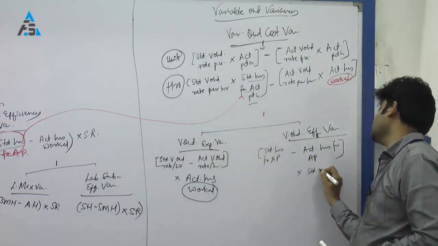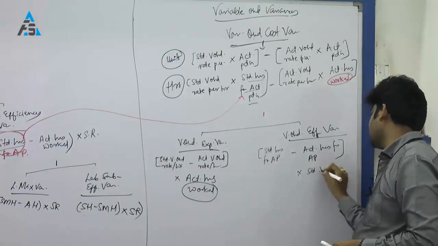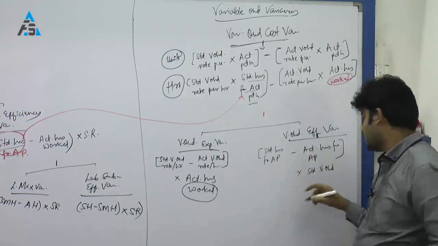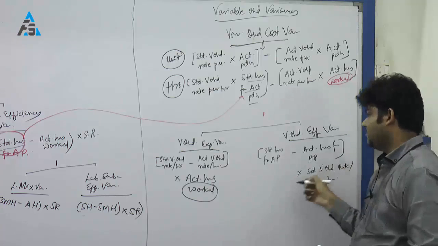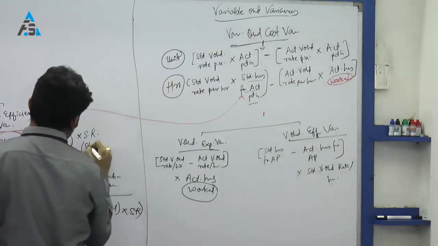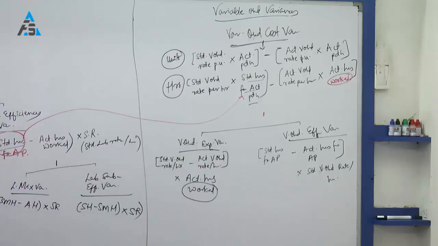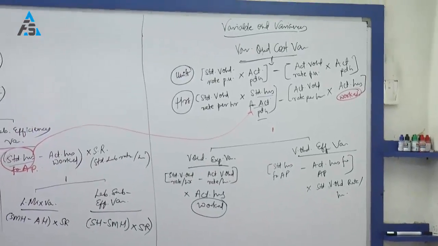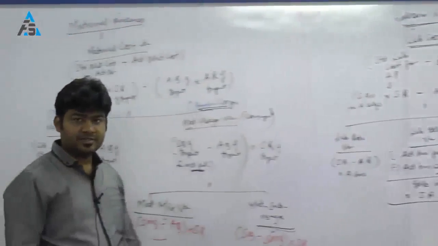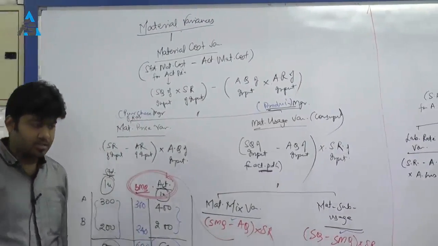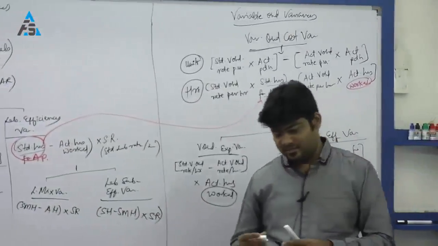Into the standard rate. The only difference is that here it is the standard variable overhead rate per hour, whereas there it is the standard labor rate per hour. With this we complete variable overhead variances as well. So these are the three major variances as far as cost is concerned. Now we will separately take up fixed overhead variances, then we will move on to sales variances.